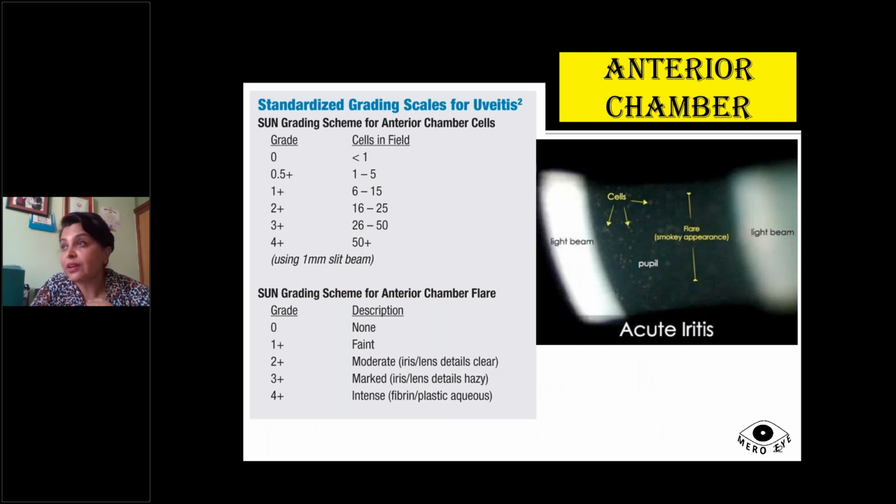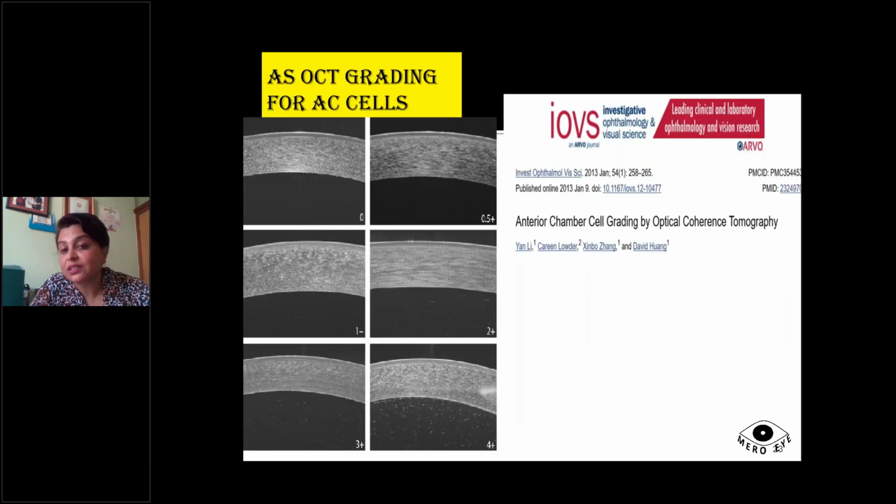Moving from the cornea backward is the anterior chamber, where we especially look at the cells and the flares. The traditional grading that we have been adopting worldwide is the SUN grading, where we need to count the cells in the brightest beam. Okay. Now, what is latest in this?